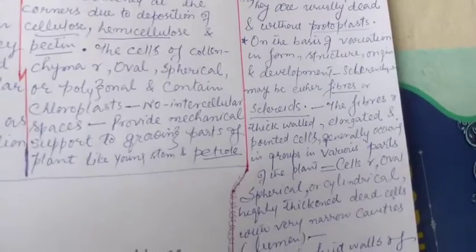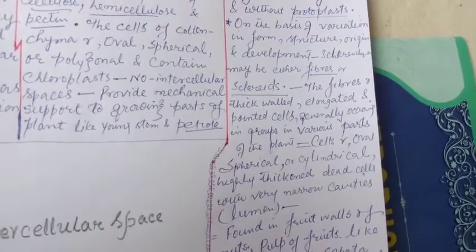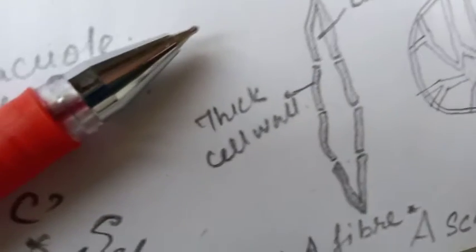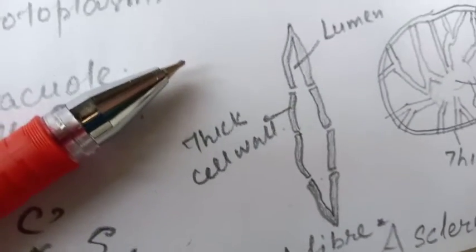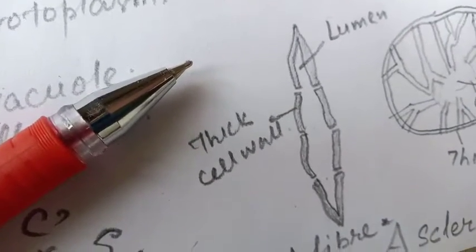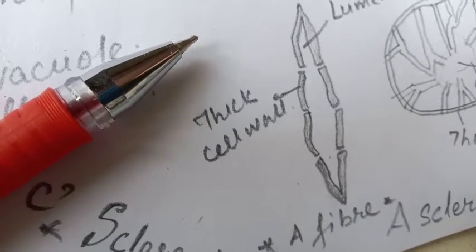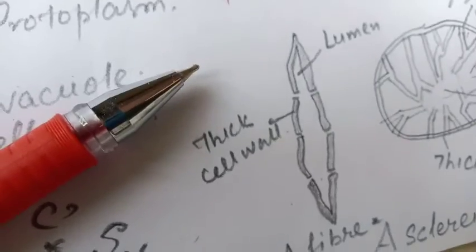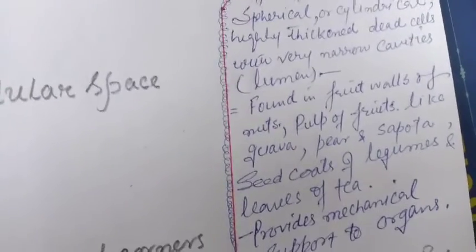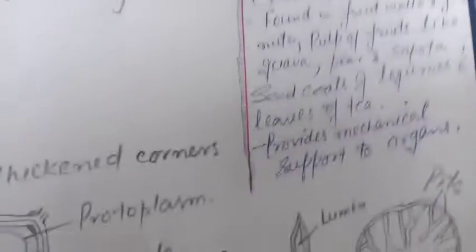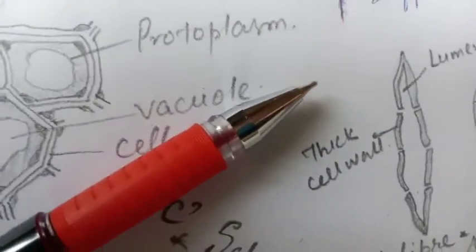or as sclereids. The fibers are thick-walled, elongated and pointed cells like this. Here in the figure you may see the thick-walled cells having pointed ends. These are the fibers with lignin deposition and no protoplast.